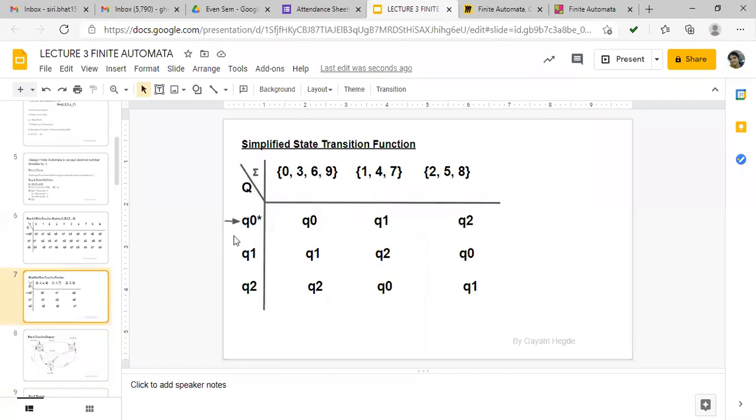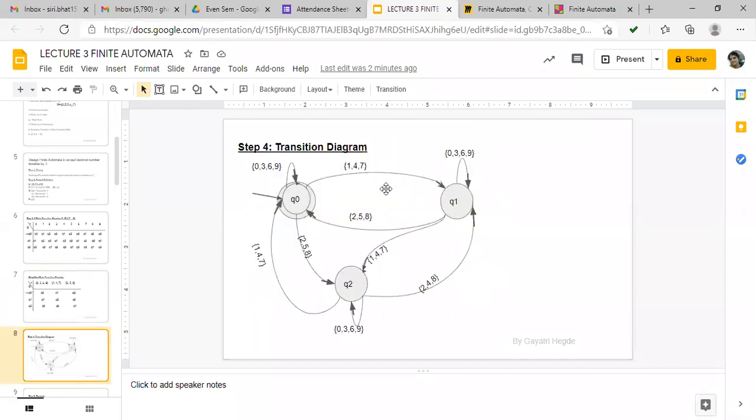We have to draw each one of these. Q0 on 0, 3, 6, 9. Q0 on 1, 4, 7. Q0 on 2, 5, 8. Similarly, Q1 on this, this and this, and Q2 on this, this and this. So in total we have 9 transitions, right? We have 9 transitions and here we should have 9 transitions. 1, 2, 3, 4, 5, 6, 7, 8, 9.